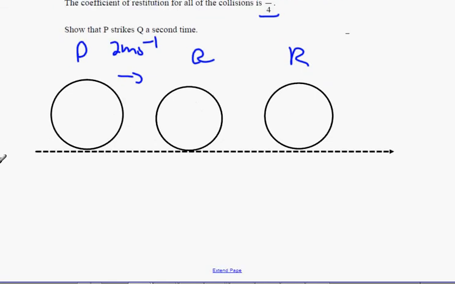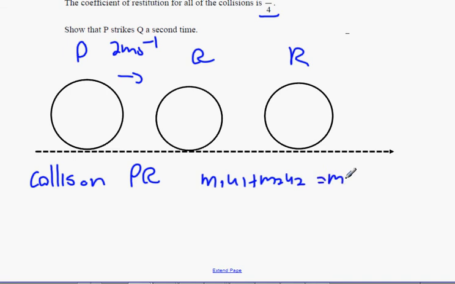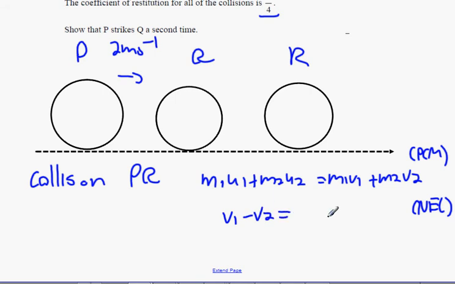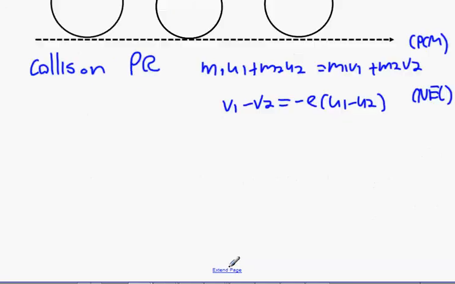Okay, so what we're just going to write down, labeling is very important, alright? So collision PQ, and write down your two equations just at the start. M1U1 plus M2U2 equals M1V1 plus M2V2. This is what's called PCM, Principle of Conservation of Momentum. And NEL, Newton's experimental law, which states that V1 minus V2 equals minus E times U1 minus U2. Now, we're going to start off with PQ.